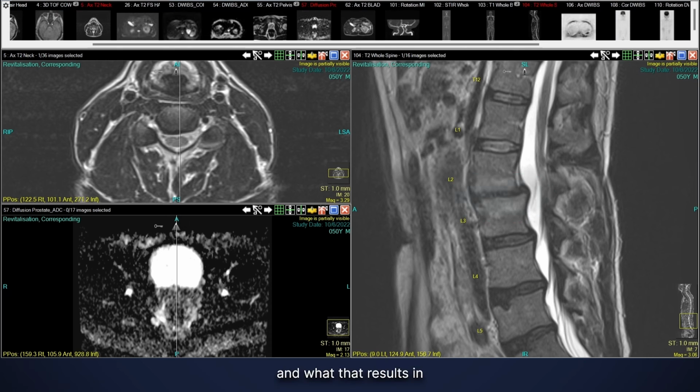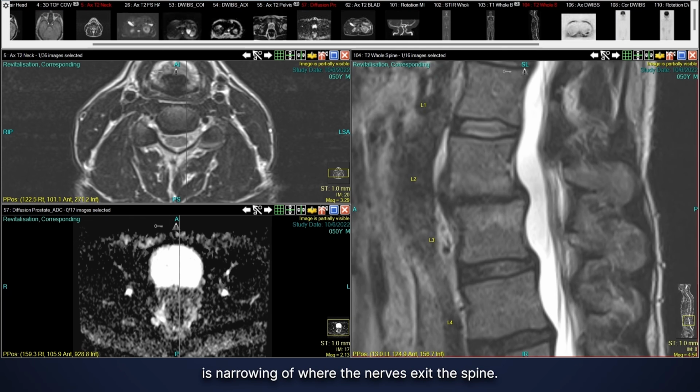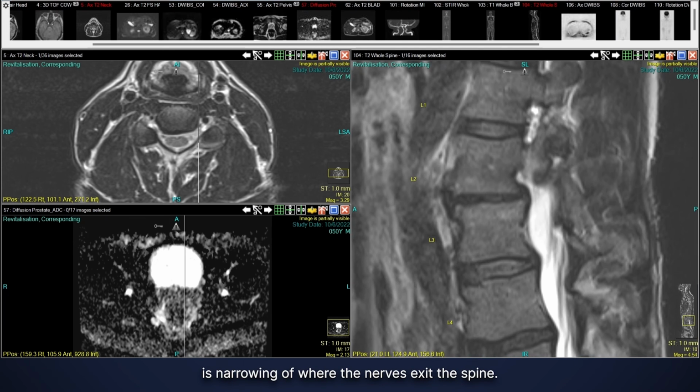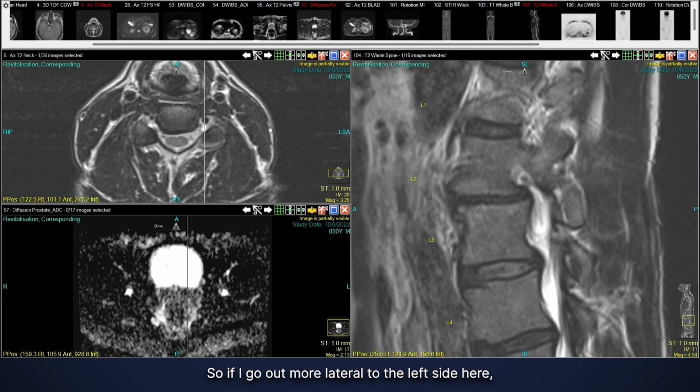And what that results in is narrowing of where the nerves exit the spine. So if I go out more lateral to the left side here, we can see that there is narrowing of the exit for the L2 nerve, but we don't see any compression of the nerve. So this would be unlikely to be a cause of any kind of neural symptoms or neural pain.